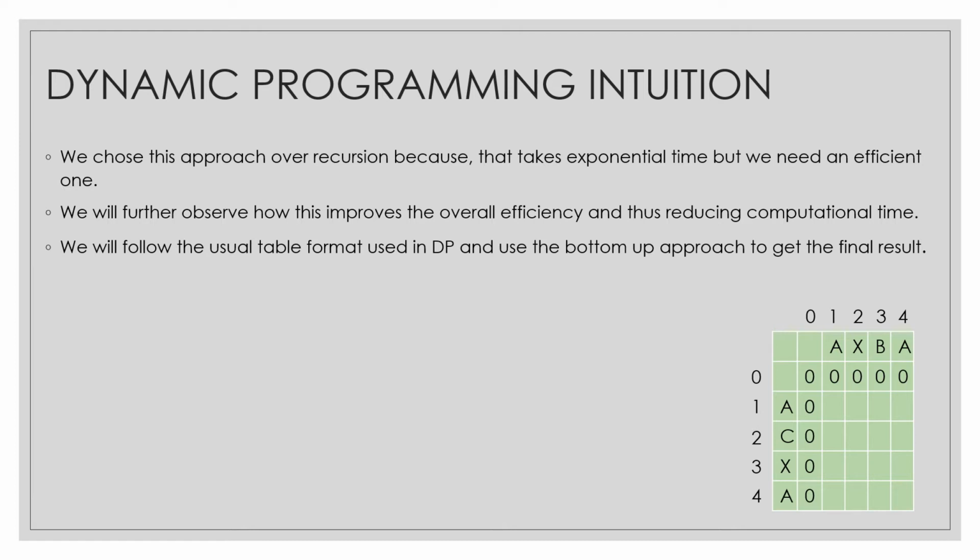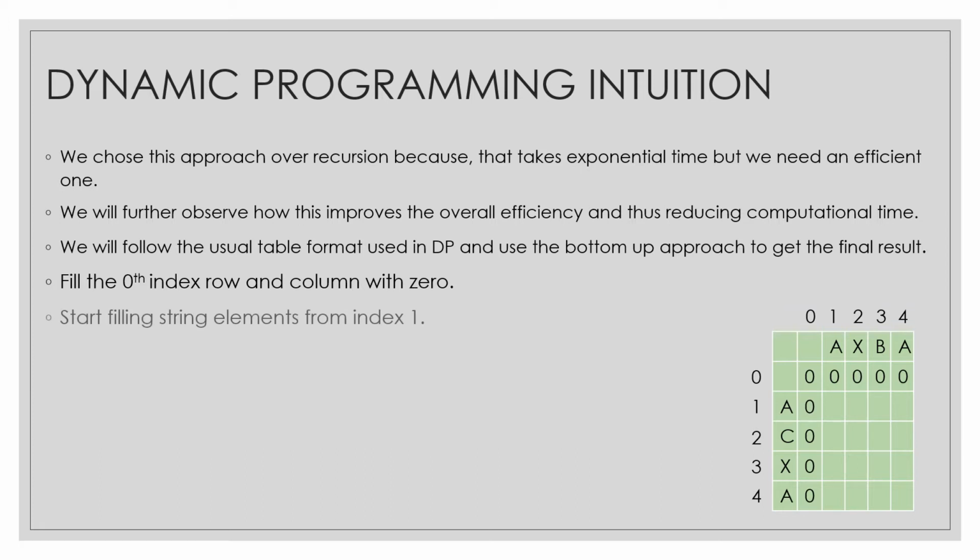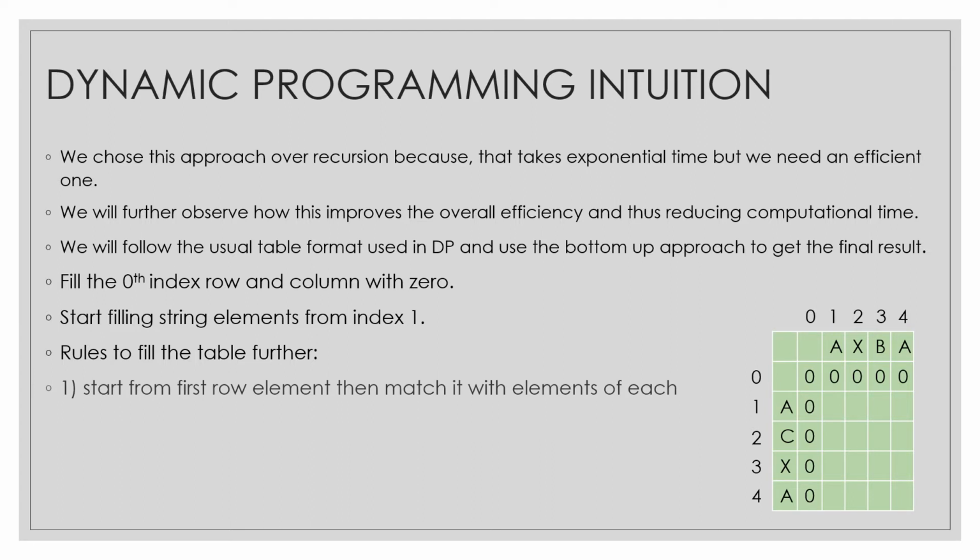In that we can see indexes from 0 to 4, and we can see the characters of the two strings arranged from index 1 onwards. Then what we need to do is fill the 0th index row and column with 0. As you can see, I have already filled it with 0. Then start filling the string elements from index 1.